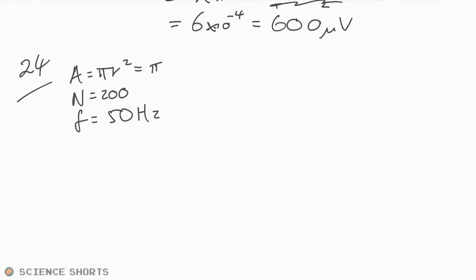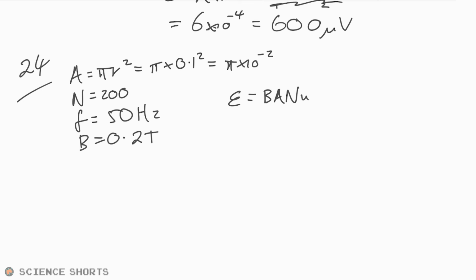So it's going to be pi times 0.1 squared, or in other words, pi times 10 to the minus 2. Flux density is 0.2 Tesla. What's the EMF induced in the coil? EMF is equal to BAN omega, or the max EMF rather. If it's any other one, we add in the sine omega t, but we're not dealing with that here because we're looking for the max. Or I could just put epsilon 0.